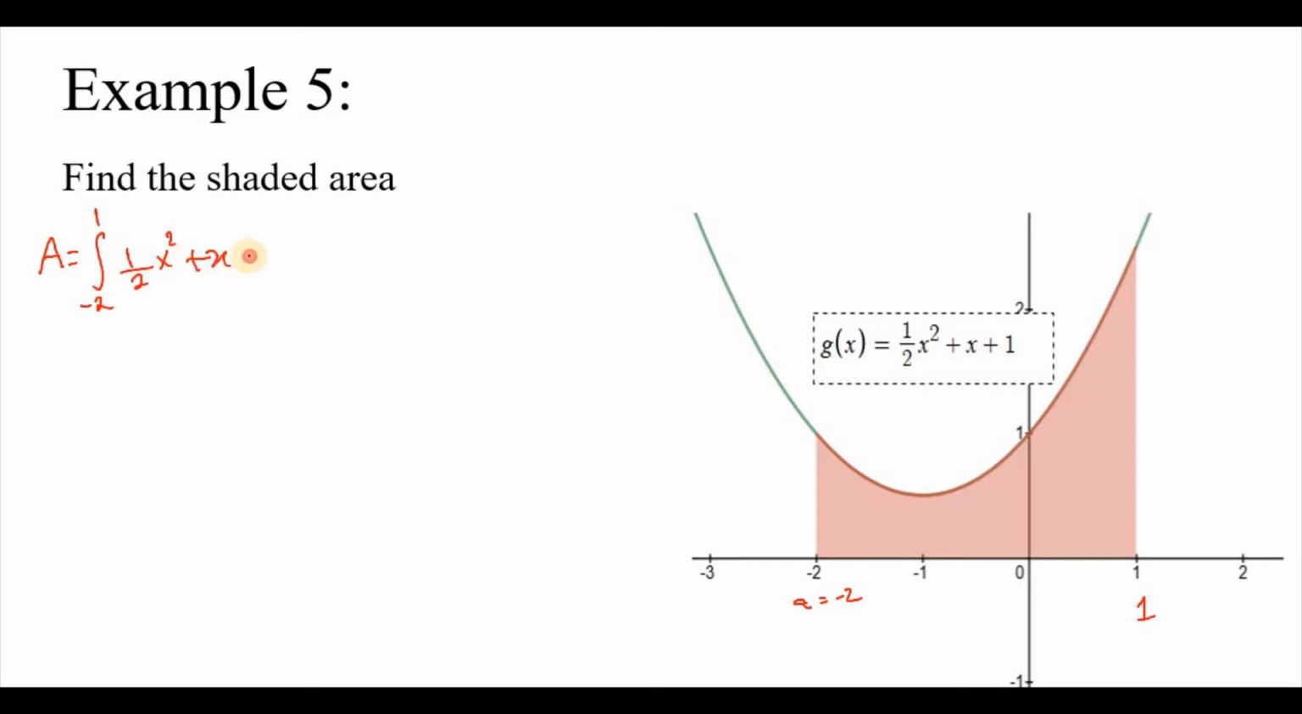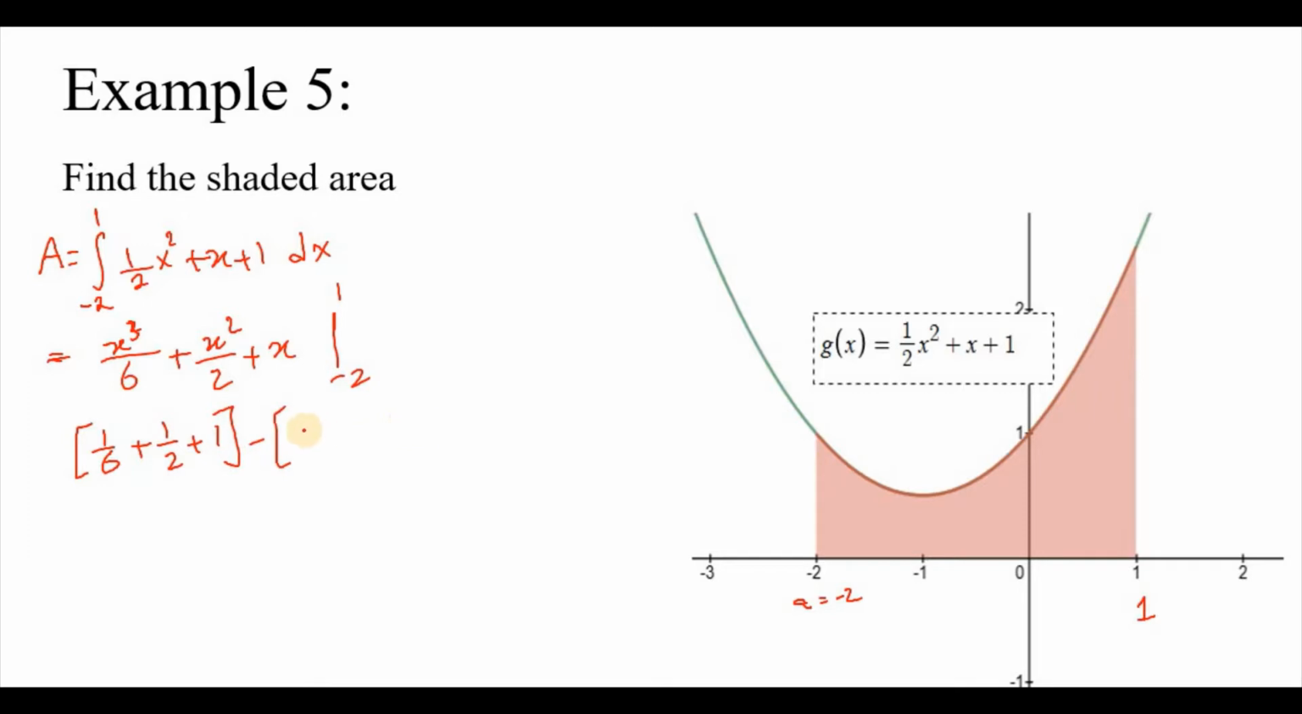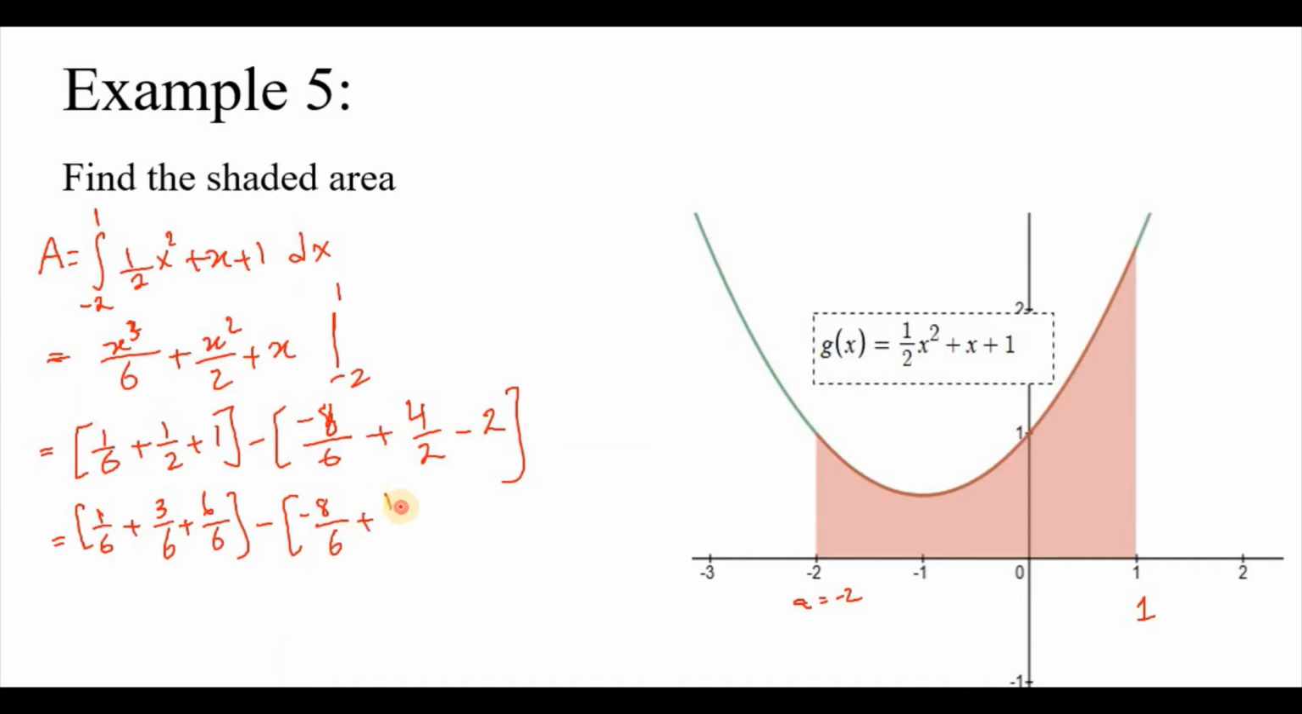squared plus x plus 1 dx, which is equal to x to the third power over 3 times 2 is 6, plus x squared over 2 plus x from -2 to 1, which is equal to 1/6 plus 1/2 plus 1 minus -8/6 plus 4/2 minus 2. This is 1/6 plus 3/6 plus 6/6 minus -8/6 plus 12/6 minus 12/6.